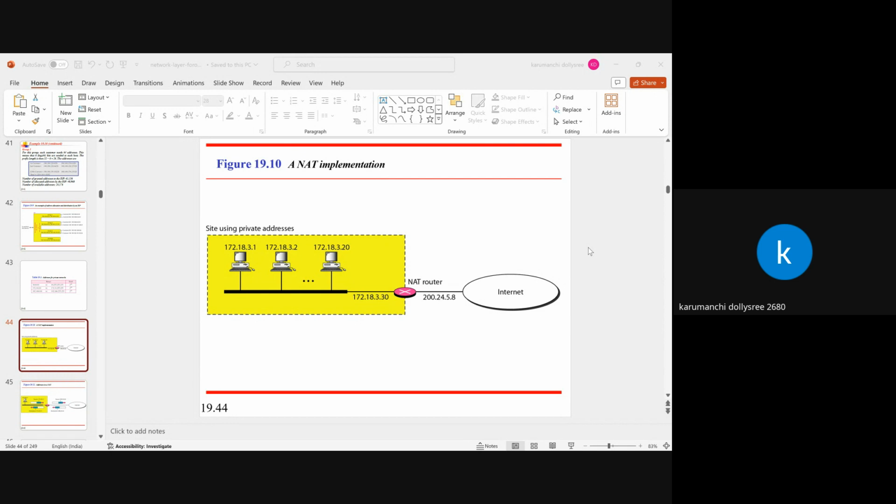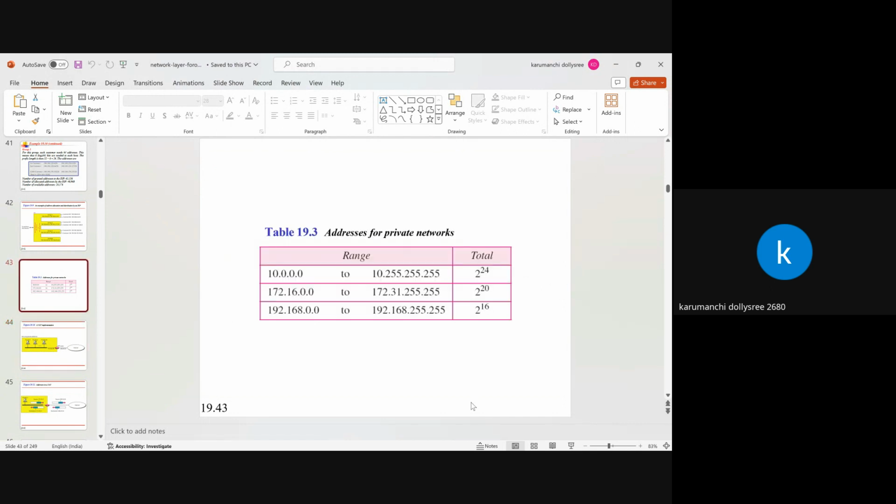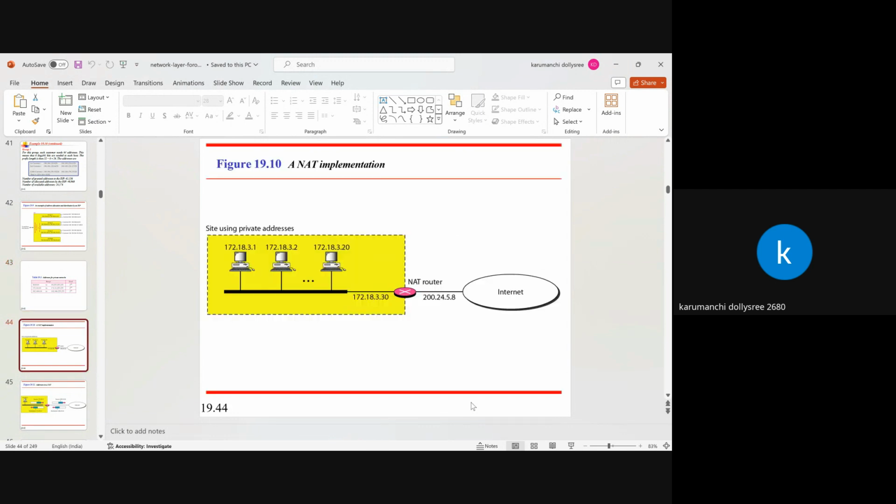So for that particular problem, the solution is network address translation. What network address translation will do is enable the user to have a large set of addresses internally and one address, or a small set of addresses, externally. Internally they can create any large set of addresses, but externally they need a small set of addresses, so that the traffic inside and outside can be managed, right? Yes or no? For using NAT, we have the private networks. We have seen the addresses here, right? For using NAT, we are using these private networks to increase the range.